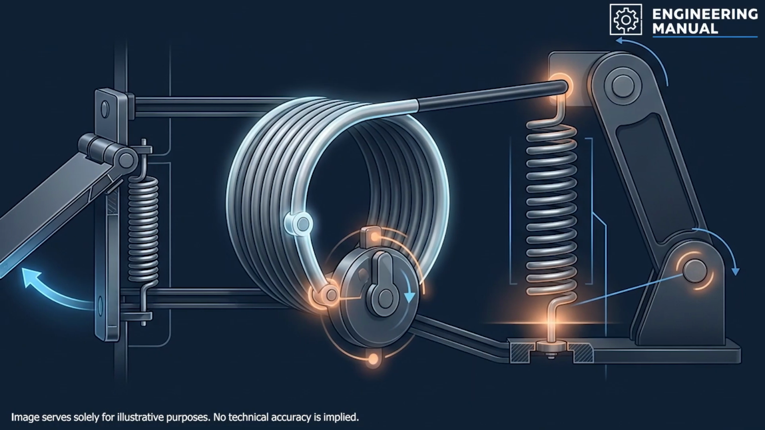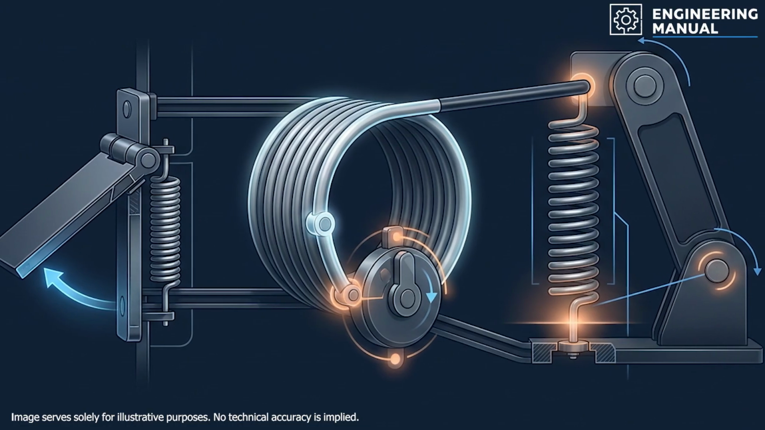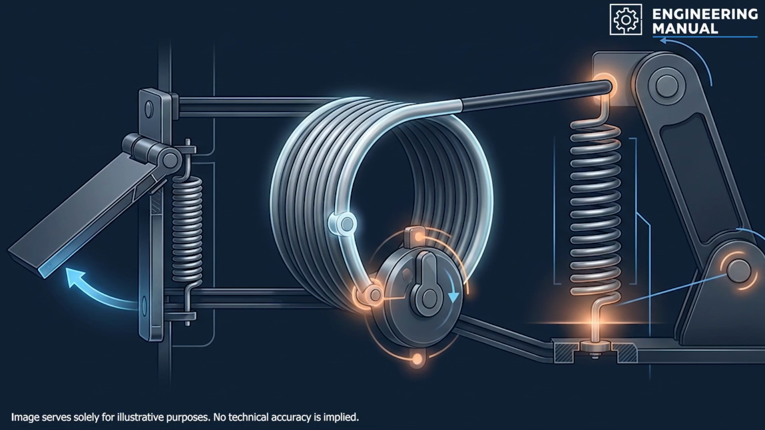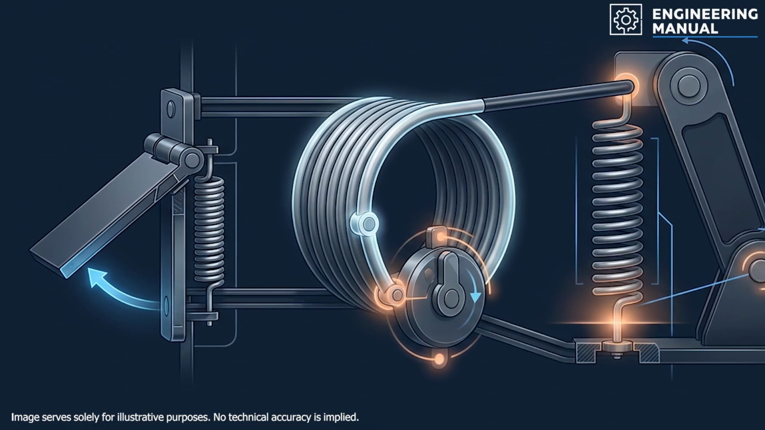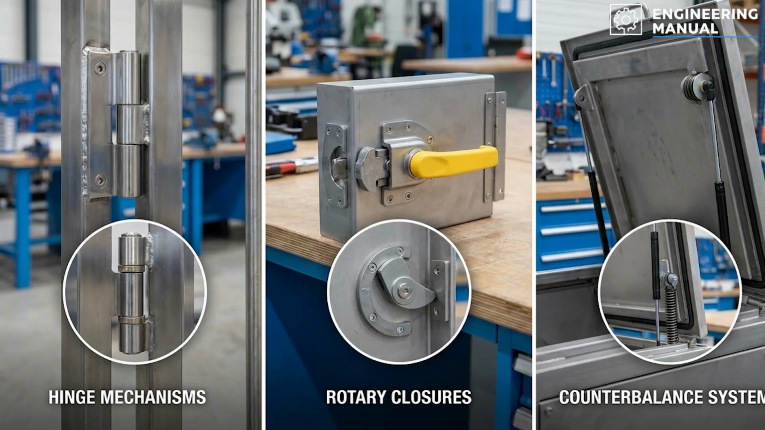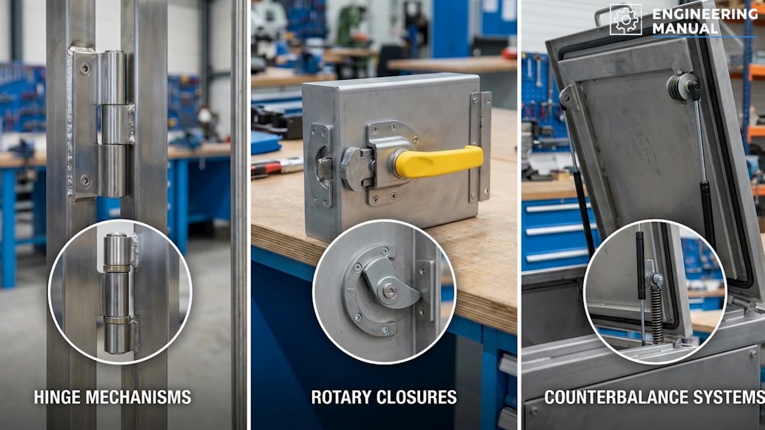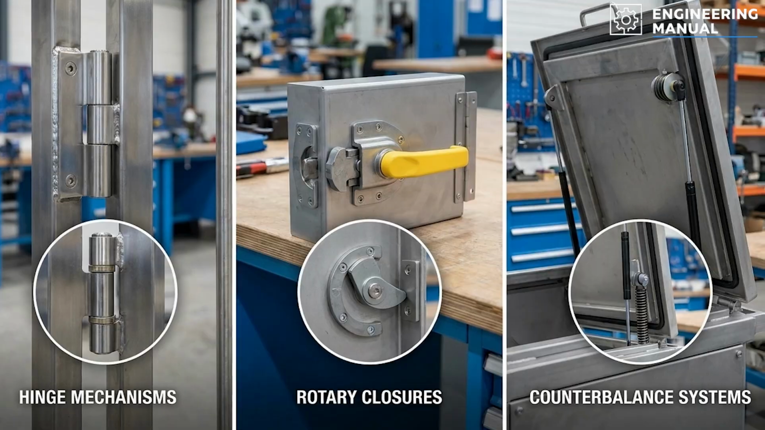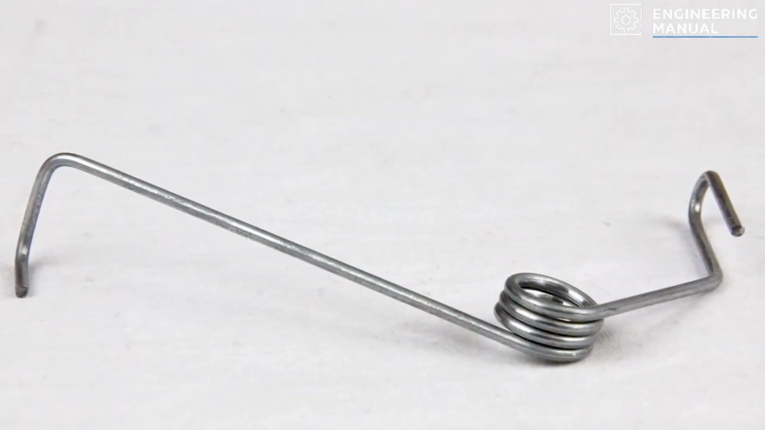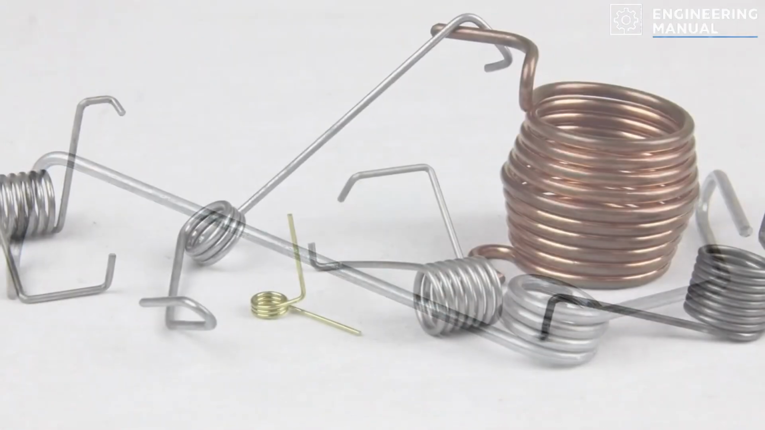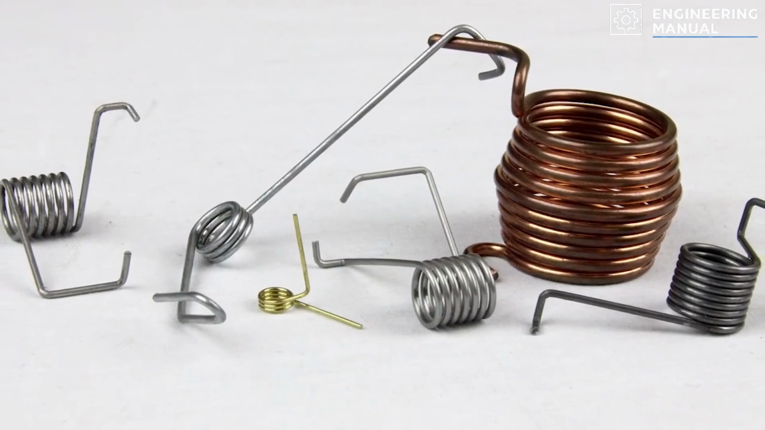Despite this sensitivity, torsion springs are essential in systems where rotational energy storage is required without gears or couplings: hinge mechanisms, rotary closures, and counterbalance systems in mechanical assemblies. Their defining characteristic is not linearity, but controlled angular compliance in a compact envelope.